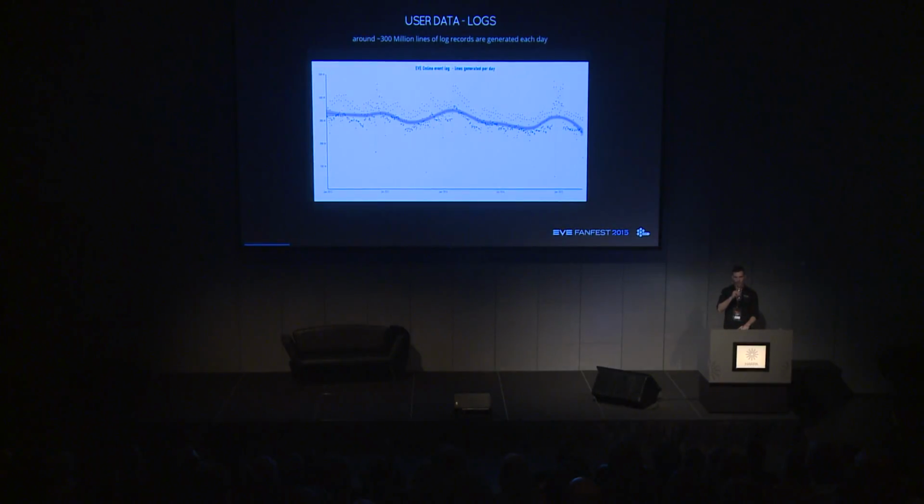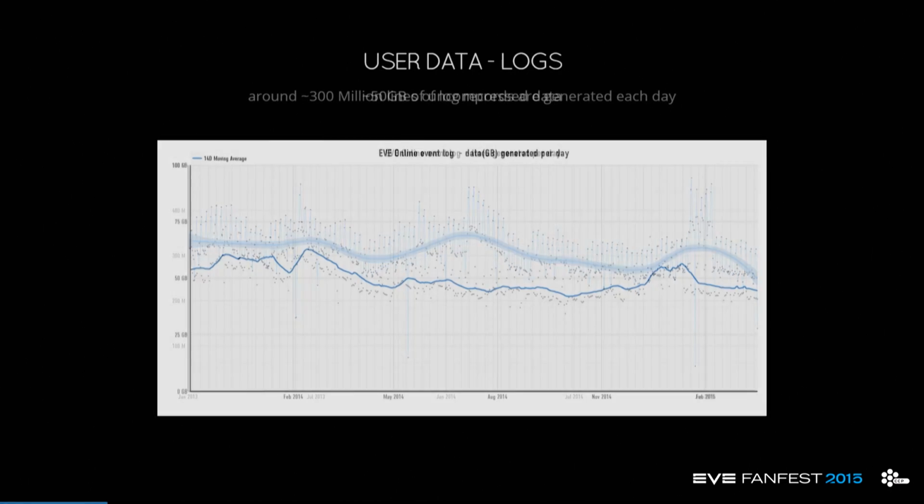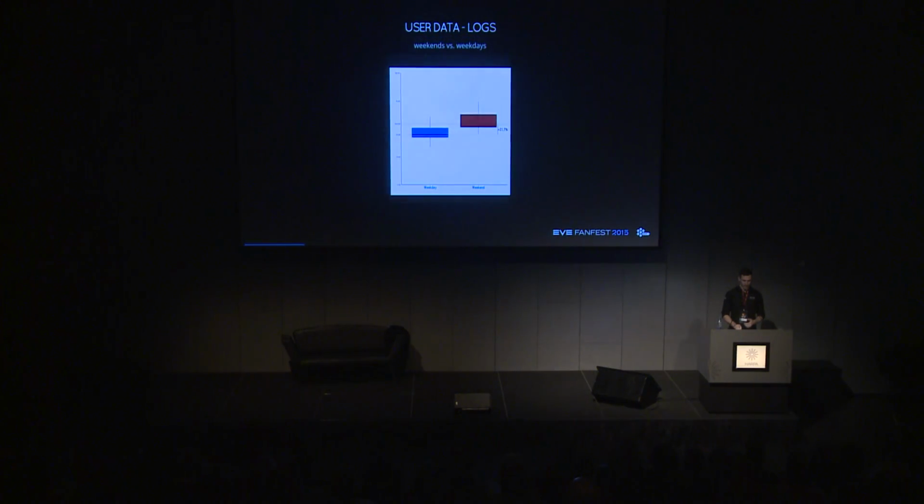Now, as you saw in the keynote yesterday, we have a lot of logs that get generated. Around 300 million lines of log records generated every day, and as I mentioned yesterday, it's around 50 gigabytes of uncompressed data. There's quite a big difference between weekdays and weekends, actually 21.7%. Accumulated, this is around 25 terabytes of compressed data, and the compression ratio is around 1:8.